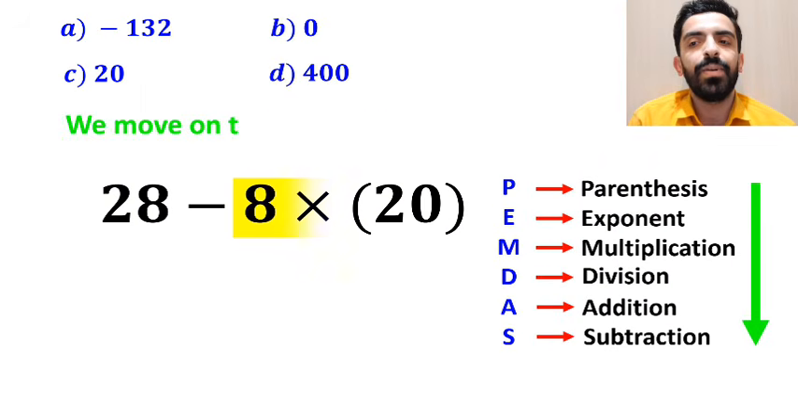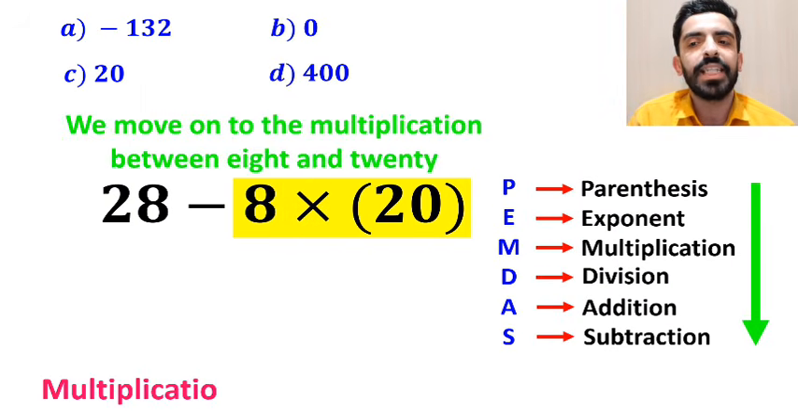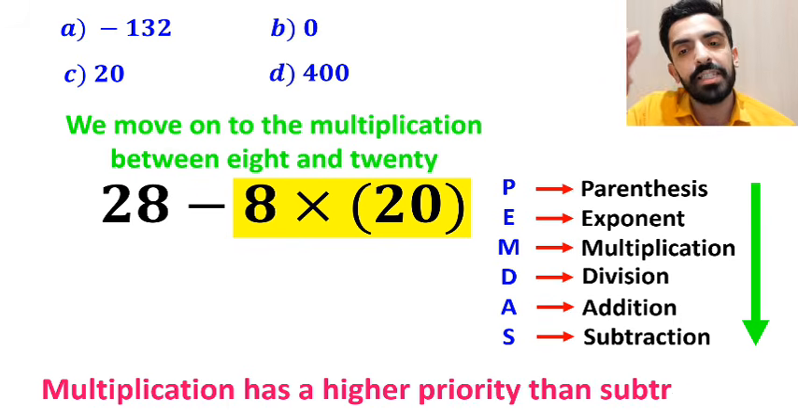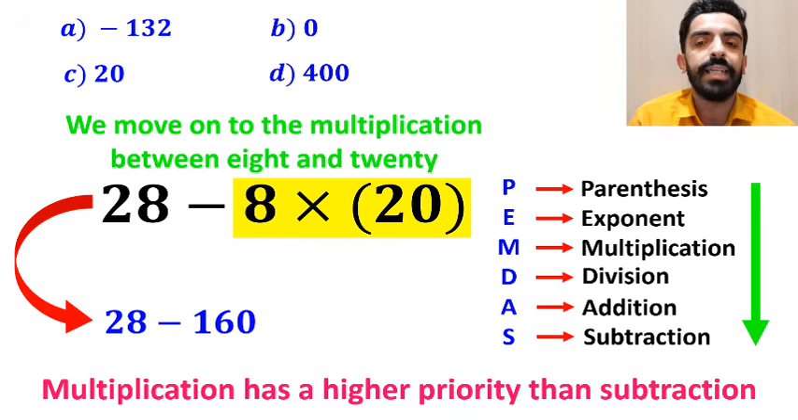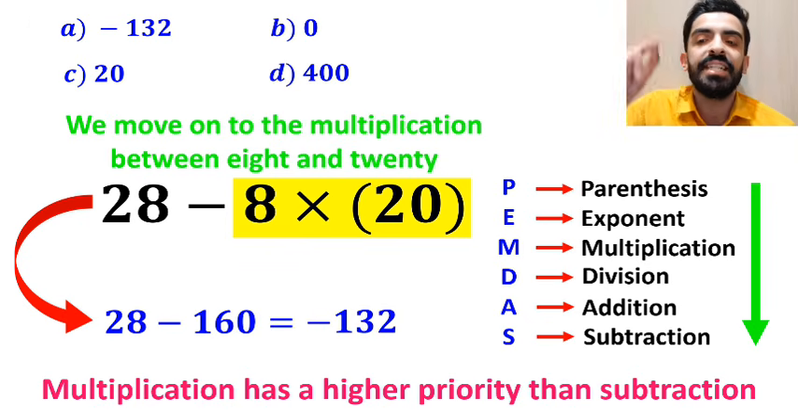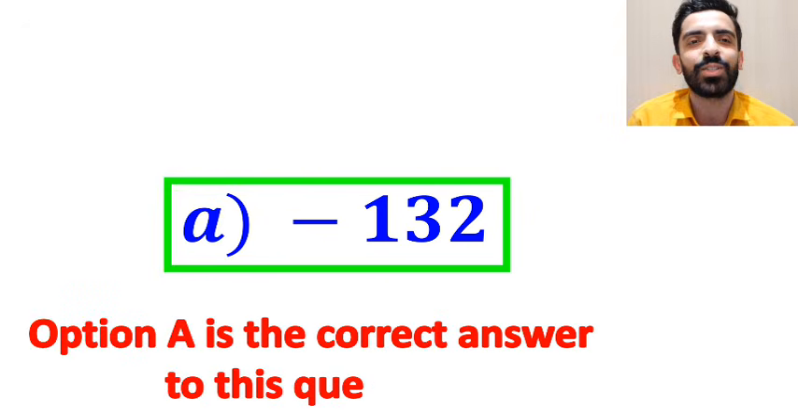And the next step, we move on to the multiplication between 8 and 20, because multiplication has a higher priority than subtraction. So, we rewrite this expression as 28 minus 160, which finally gives us the answer negative 132. Therefore, option A is the correct answer to this question.